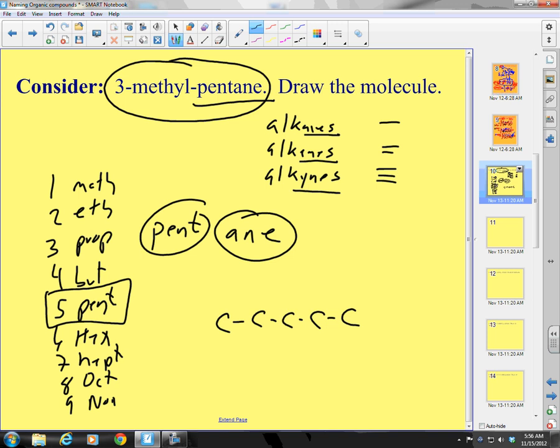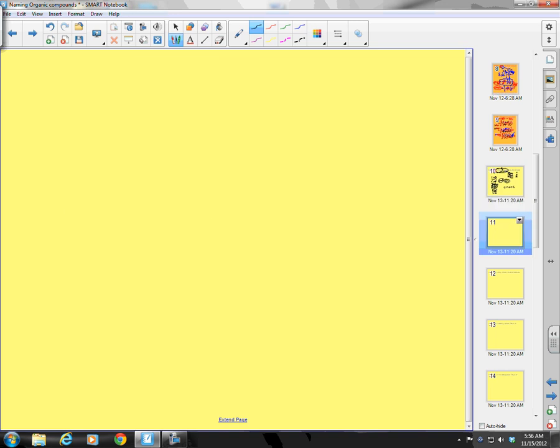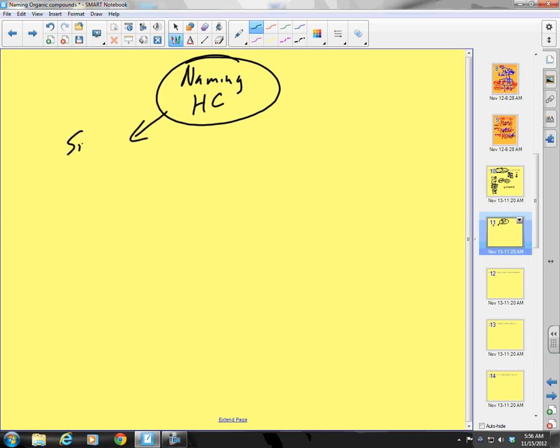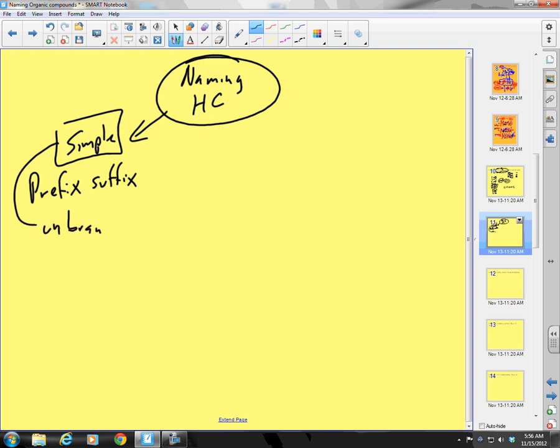That's perfect, but what's this stuff going on here? Well, that indicates something new. And we're talking here about naming hydrocarbons. Last time we really talked about naming simple hydrocarbons. What I just told you about, the prefix plus the suffix, that is for simple hydrocarbons, meaning unbranched. Okay, unbranched. Good.